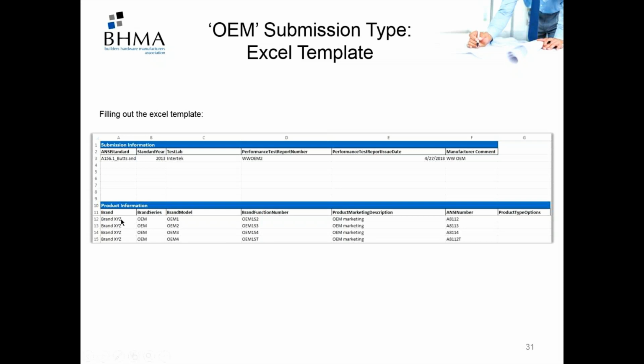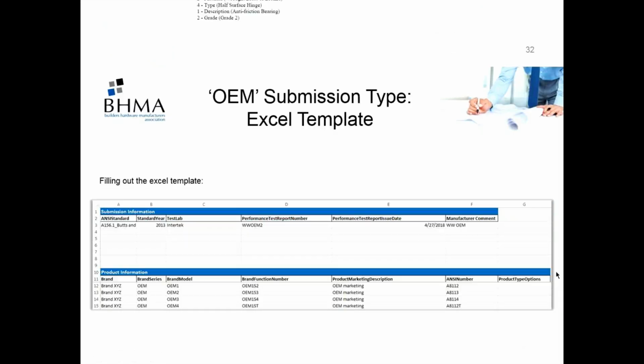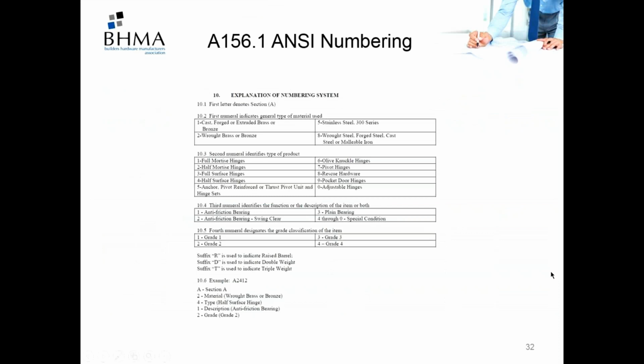So we're going to fill in the brand field here, brand series, brand model, brand function number, marketing description, which is optional, ANSI number, and product type options. I think Tyler's going to talk a little bit more about some of those product fields, but I did want to take some time to talk about the ANSI numbering system, since this is a very central part of this entire database structure.